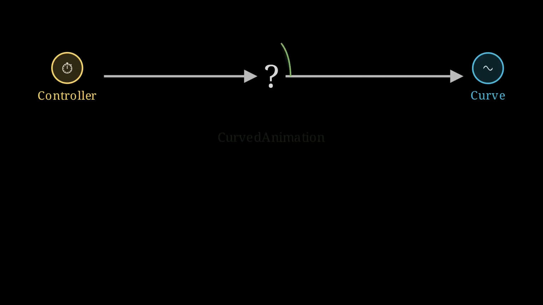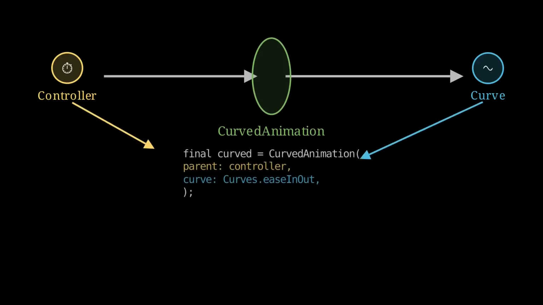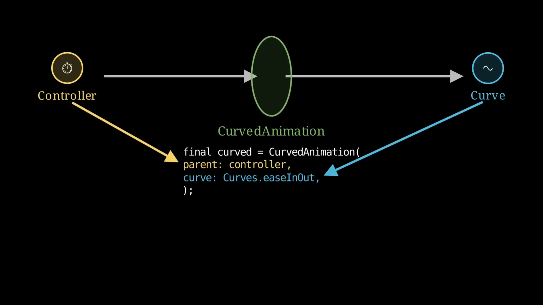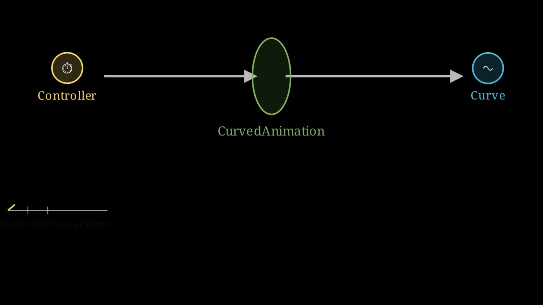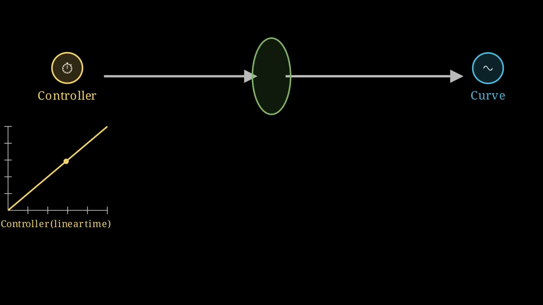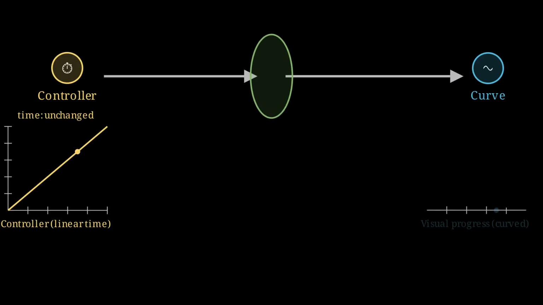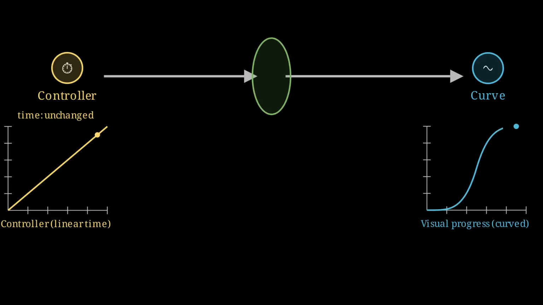So how do we actually apply a curve to our controller's linear ticking? We wrap them together using something called a curved animation. You give it the controller as its parent and the curve you want applied. Think of a curved animation as a lens. The controller keeps ticking linearly underneath. Nothing about time has changed. But every value that passes through this lens gets reshaped by the curve before it comes out the other side. The controller still says 40% of the time has passed. The curved animation says, but only 20% of the visual progress has actually happened because we're still easing in.